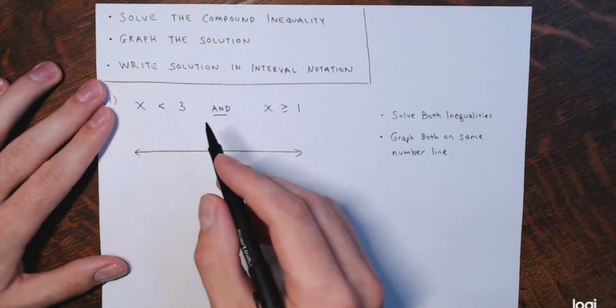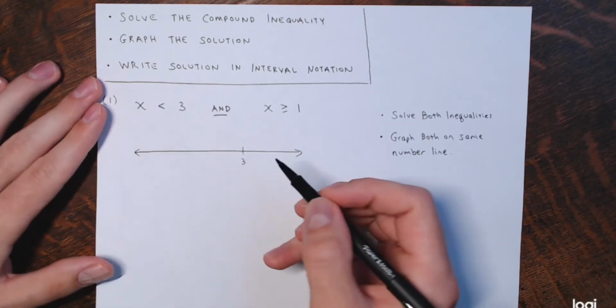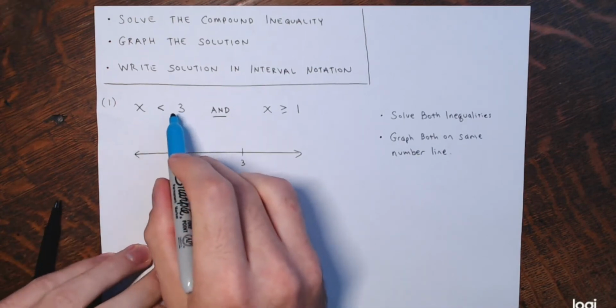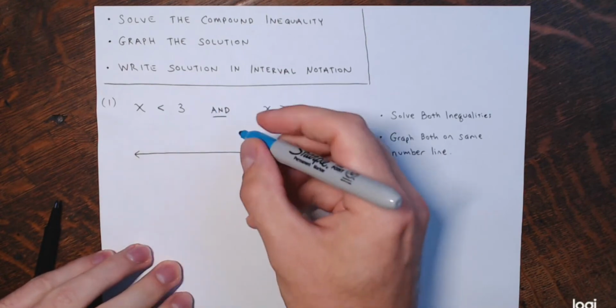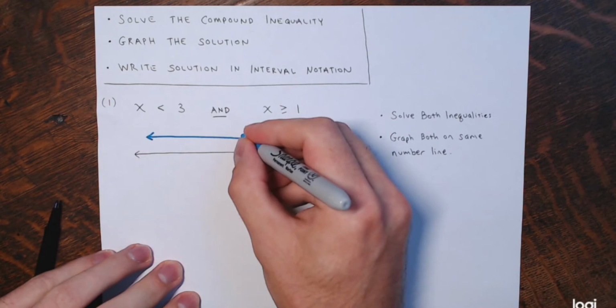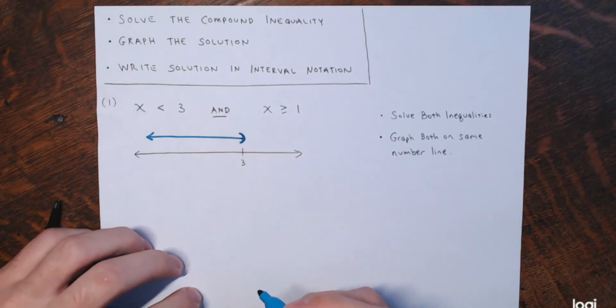Now the first one is x is less than 3. So here's 3, and I'm just marking 3 off somewhere on the number line. And x is less than 3, but not equal to 3. So those are all the numbers left of 3, but not 3 itself, which you could indicate with a parenthesis, or an open point, a hole.